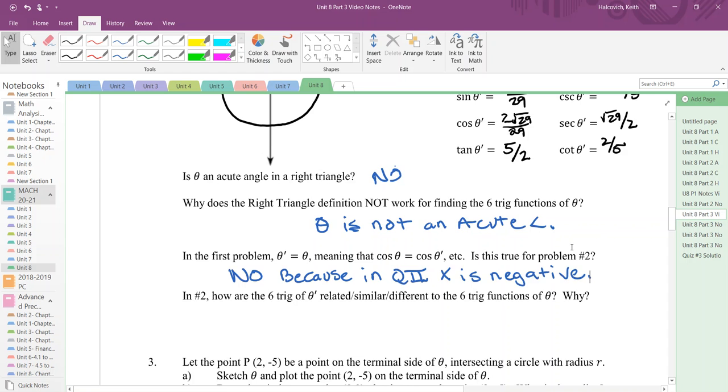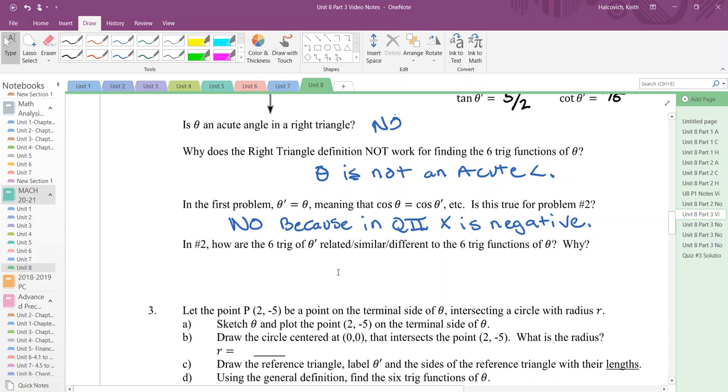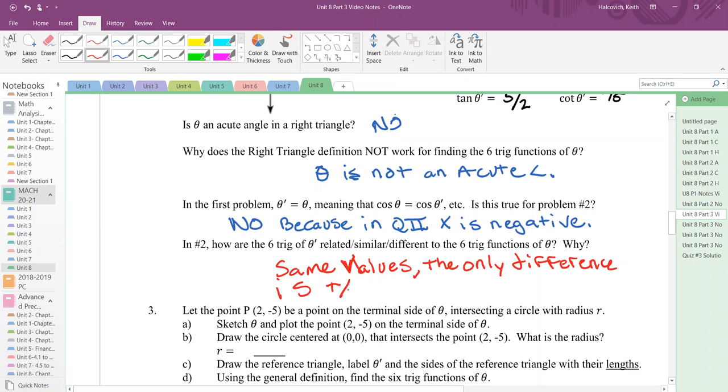And then how are the 6 trigonometric functions of theta related, similar, or different? They are similar. Basically, they're the same. They're the same values. The only difference is positive or negative depending upon the quadrant.